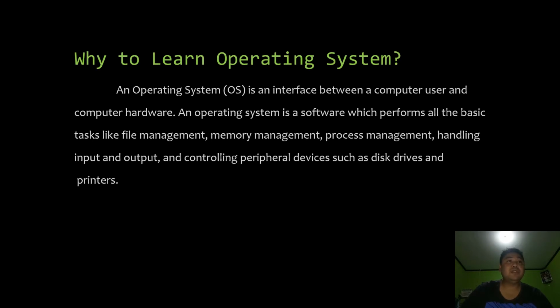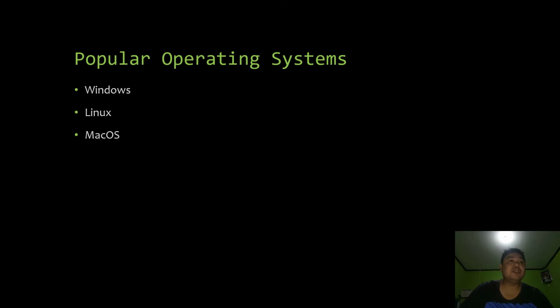So why do we need to learn operating system? We all know that an operating system is an interface between a computer user and a computer hardware. Therefore, an operating system is a software which performs all the basic tasks like file management, memory management, process management, handling input and output, and controlling peripheral devices such as disk drives and printers. So what are the popular operating systems? Three of which are Windows, Linux, and Mac OS.